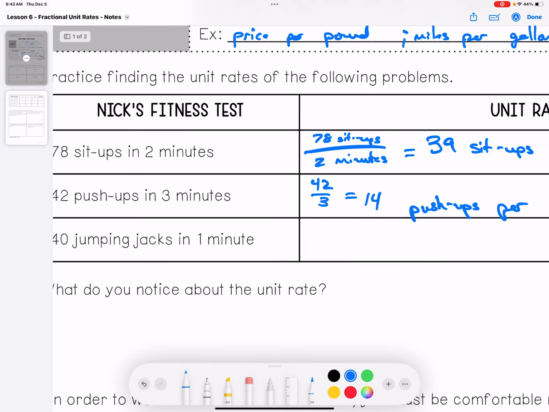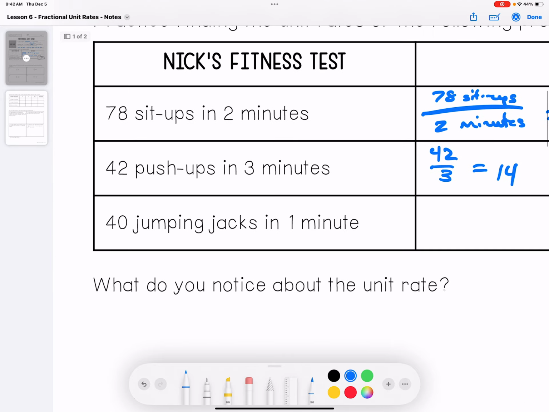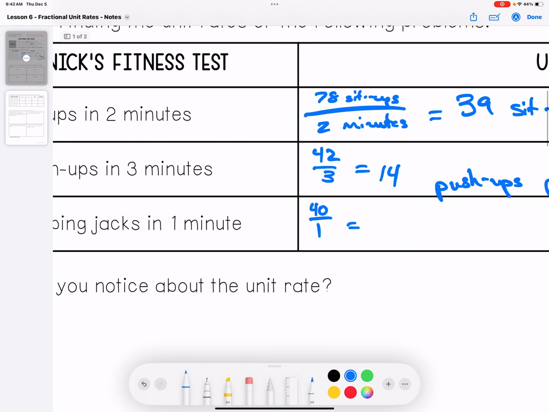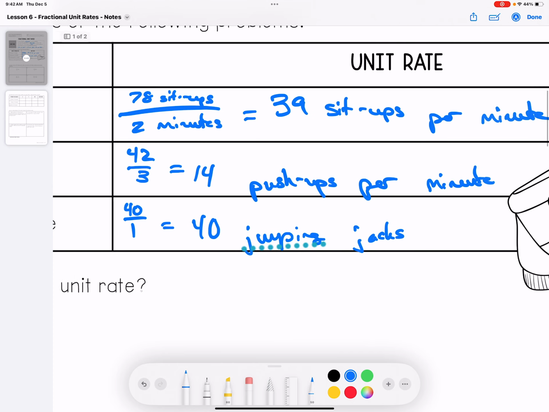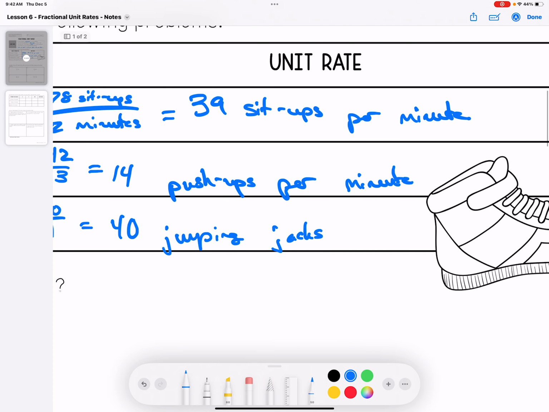All right, the last one, 40 jumping jacks in 1 minute, so that is 40 over 1. Hey, guess what? It's already simplified. 40 jumping jacks per minute.